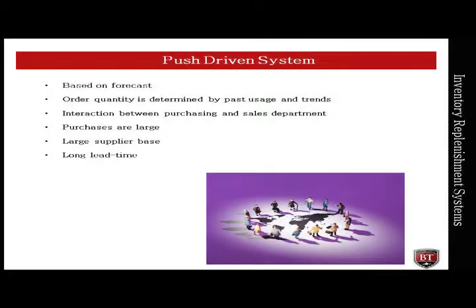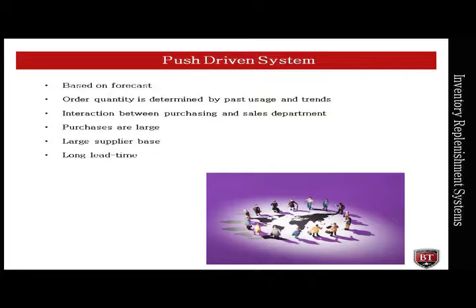Unlike the pull-driven system, the push-driven environment is based on forecast, not demand. The order quantities are sometimes determined according to past demands and trends. Usually there is interaction between the purchasing department and the sales department, where sales has gotten forecasted order quantities from customers. The purchase orders are placed with the suppliers based on this information.